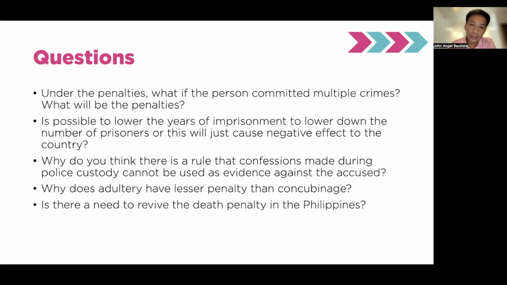Is it possible to lower the years of imprisonment to lower down the number of prisoners, or will this just cause negative effect to the country? Siguro hindi lower the years of imprisonment, pero siguro forgo yung imprisonment para sa mga lesser offenses, no? Yung mga pwede namang community service or pwedeng under probation, yung hindi na magre-resort to kulong, sana yun yung siguro yung pwedeng paraan para ma-declog yung mga preso natin.